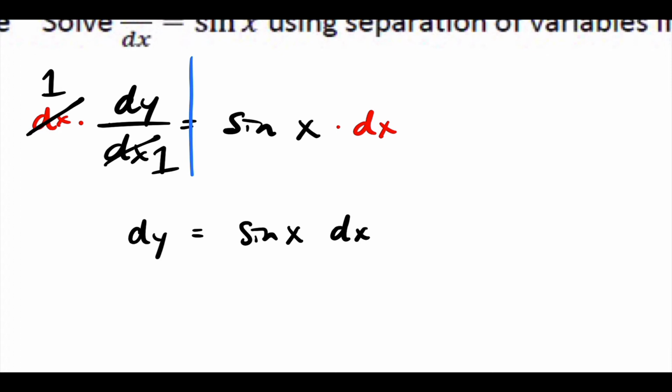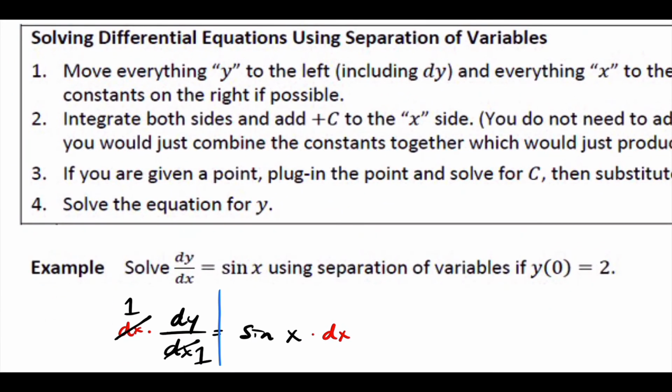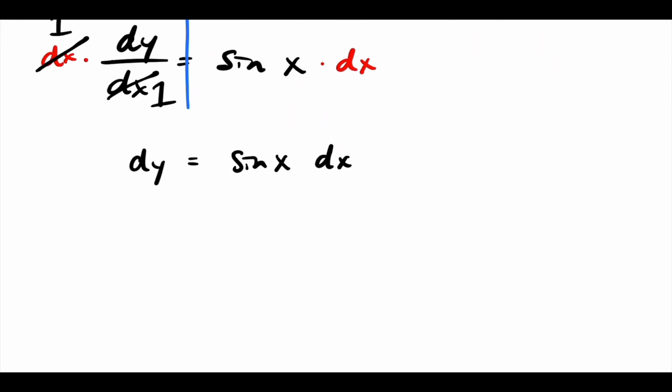Okay. Happy then? Okay, that's the first step. Second step, integrate both sides. We know how to do that. We just had a chapter on that whole thing. Integrate both sides.